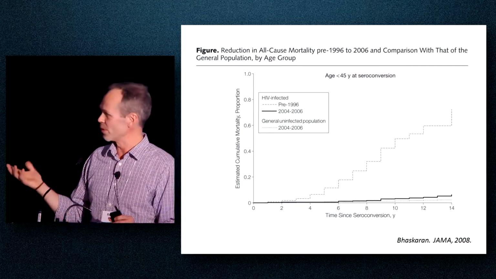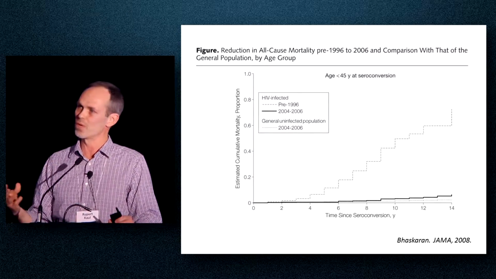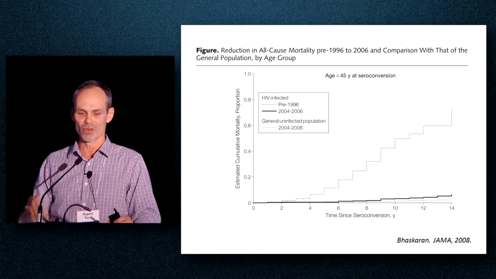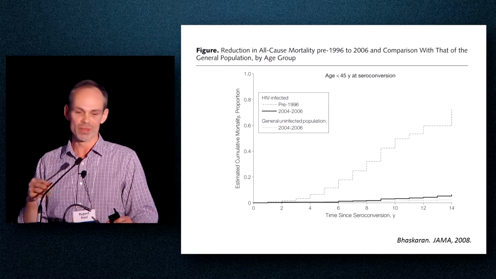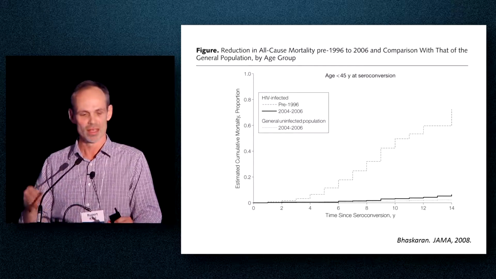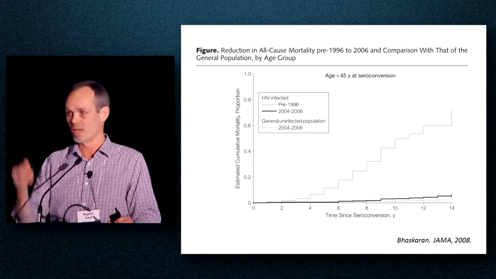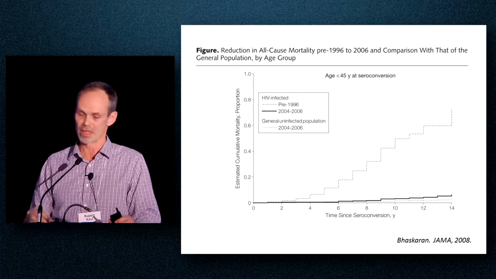This is just showing you as an overview in the bad old days, before 1996, that dotted line on the top, what the chances were that you would survive compared to the general population after a diagnosis of HIV. And you can see that by 14 years, about 60% of people have died. That may even be an underestimate from the very early years of the epidemic.